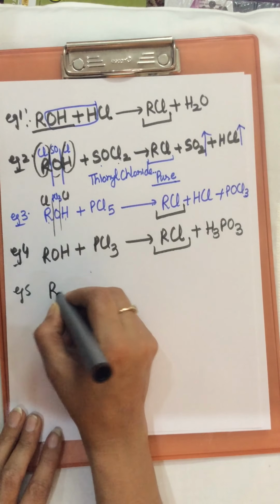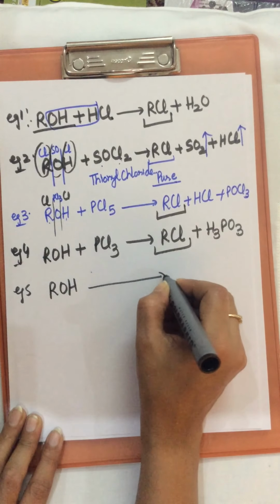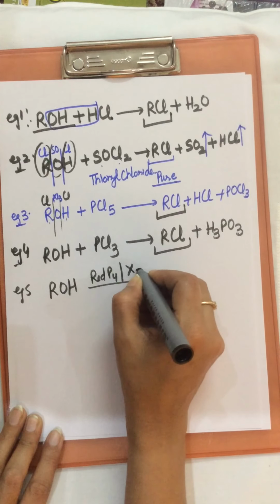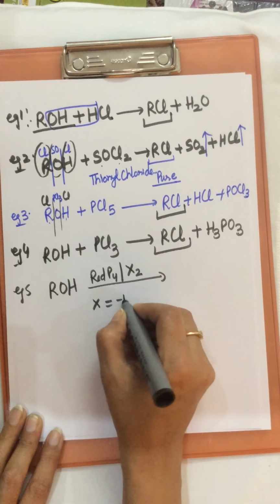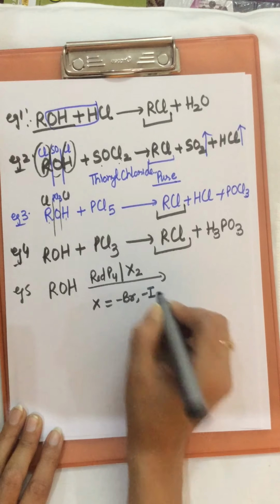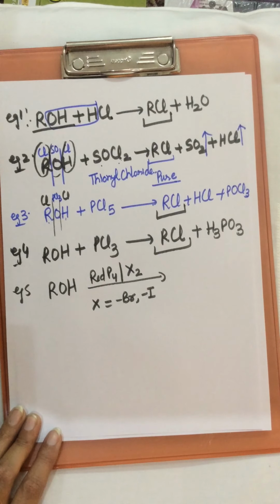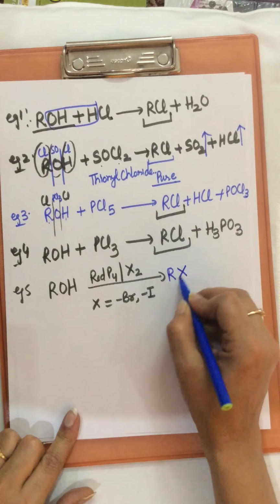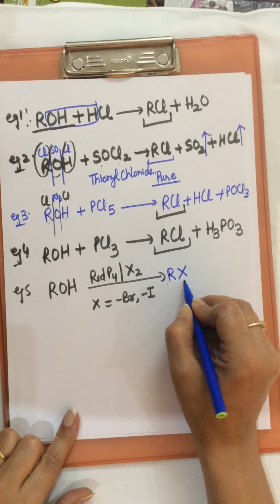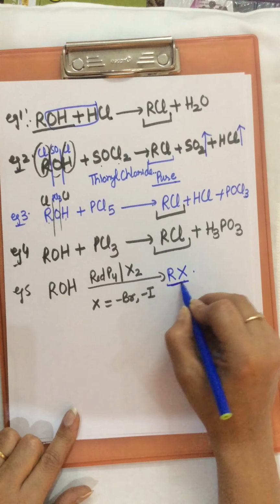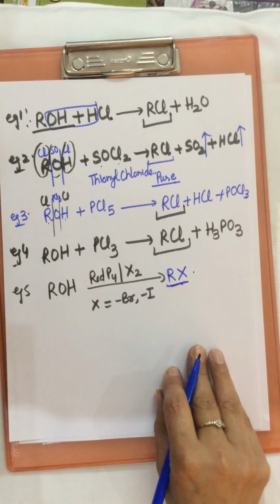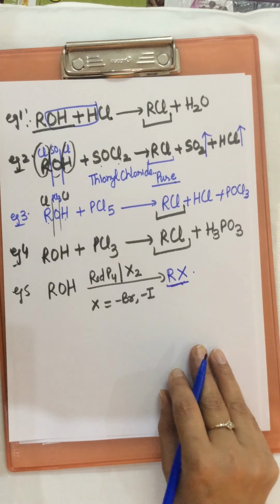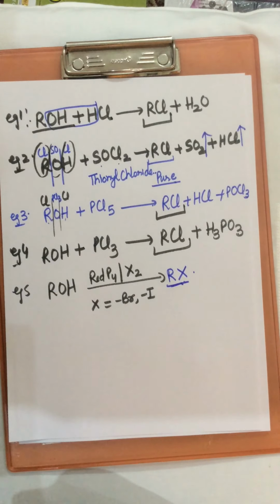Fifth is, if alcohols are reacted with red phosphorus in presence of halogen, halogen will be Br or I only. So that means it's Br2 or I2. Then we get here RX. RX can be RBr or RI. This compound will form here. RBr or RI will form. These are the reactions to prepare haloalkanes from alcohols.